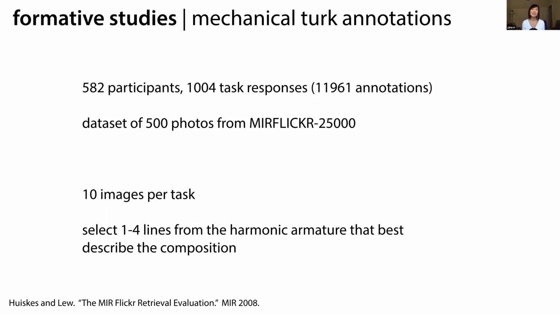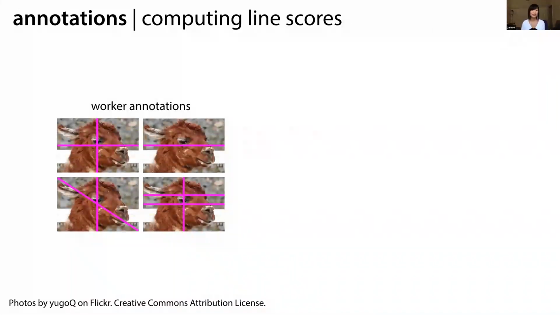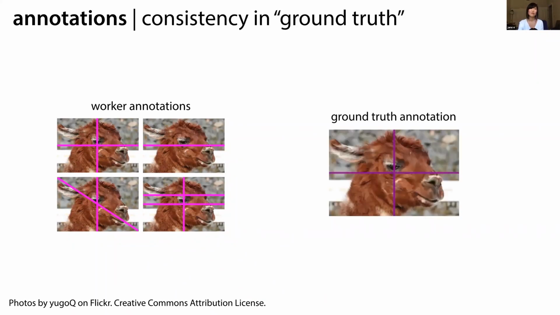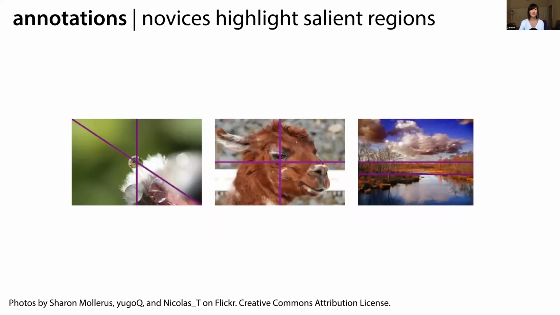To answer this, we ran a Mechanical Turk study where we had workers annotate 10 images per task after some basic training on what composition is. They were asked to select 1 to 4 lines from the harmonic armature that best describe the composition of the physical elements in the image. So here are some worker annotations. From these annotations, we picked the most commonly annotated lines as ground truth. So here are two other ground truth annotations.